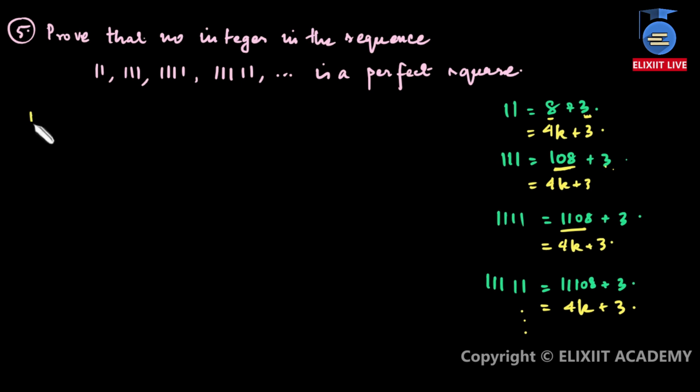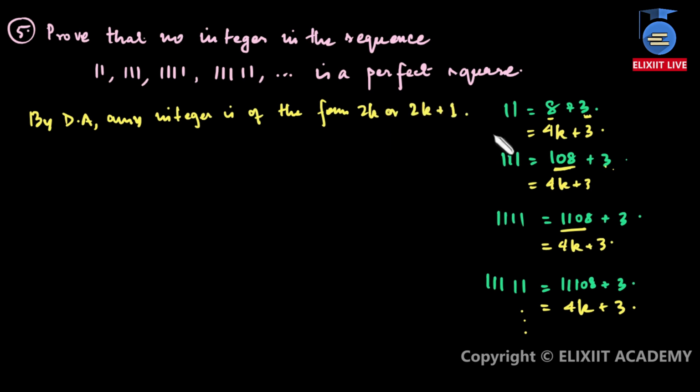So any integer by the division algorithm is of the form 2k or 2k plus 1. You're putting the value of b equal to 2 in the division algorithm, so definitely you will get this form, because the possible remainders will be 0 and 1. The divisor is 2, so 2k or 2k plus 1 is possible by division algorithm.